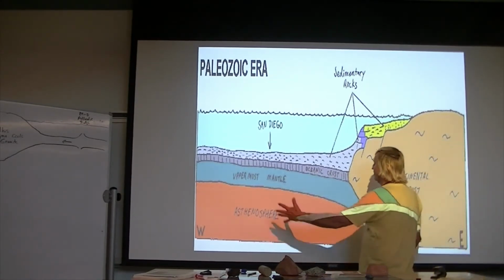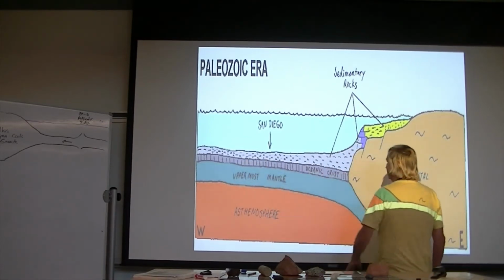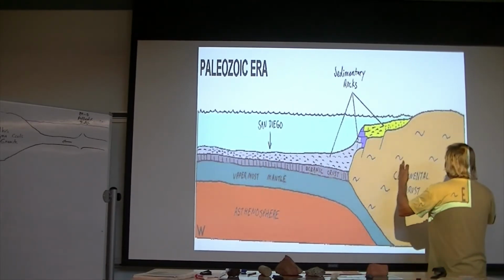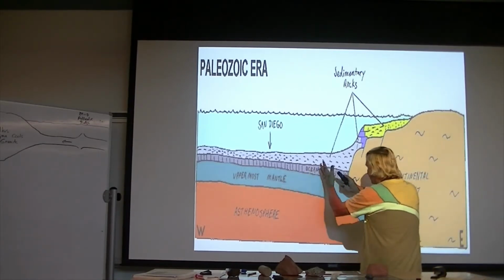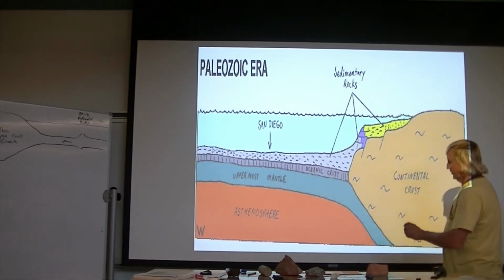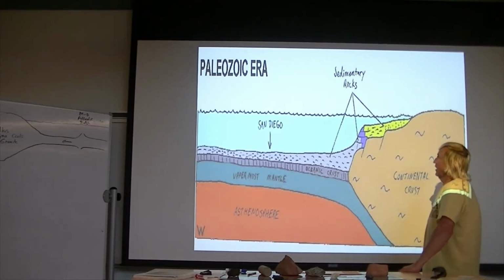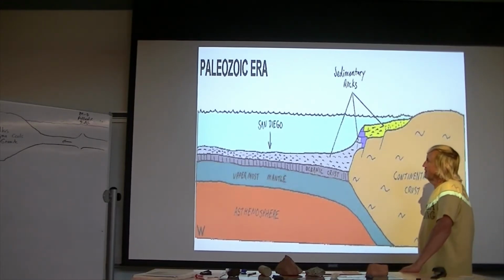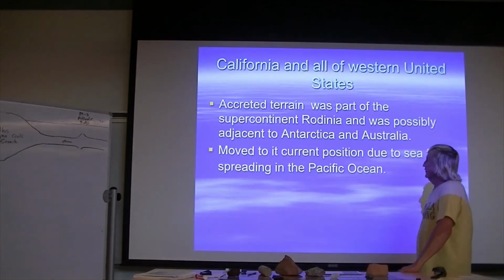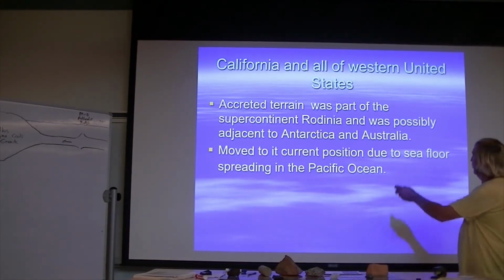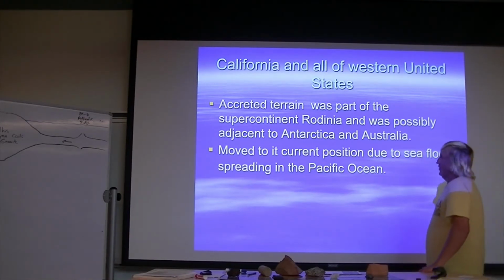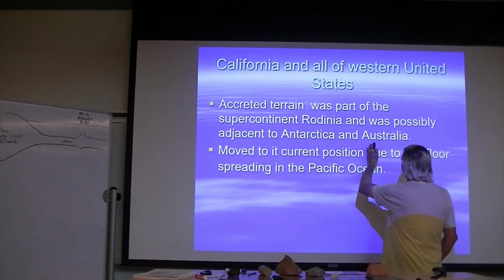And so as this Farallon plate is moving to the east and the North American continent is moving to the west, all this material is going to get sandwiched in and accreted onto the North American continent. And we call this accretionary tectonics. So accretionary was part of the supercontinent Rhodinia. It was definitely a part of Antarctica and Australia.